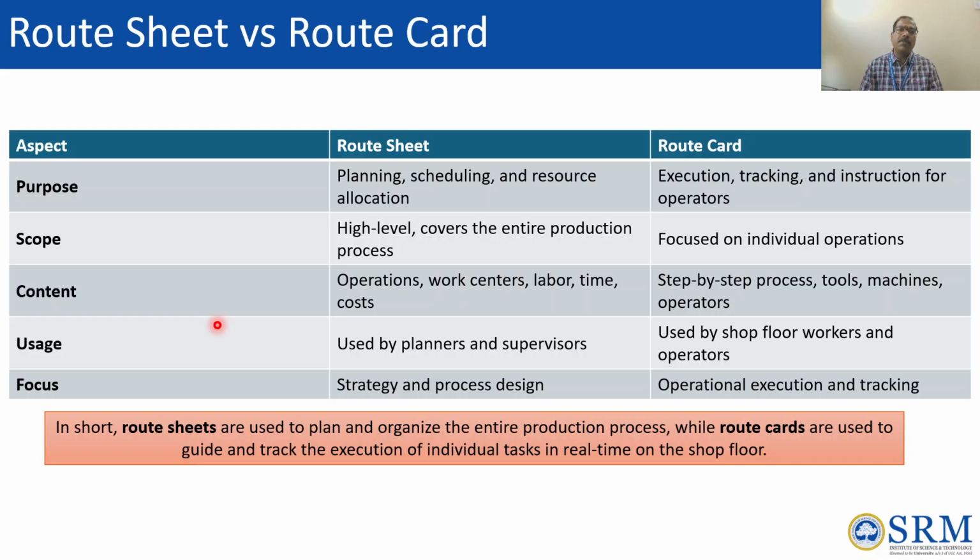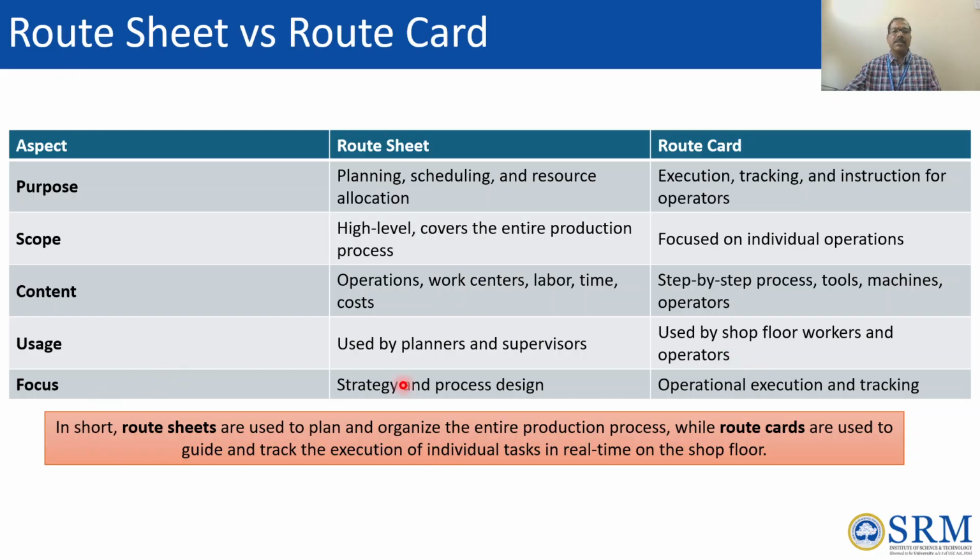For the scope, the route sheet is high level and covers the entire production process. But the route card is focused on individual operations alone. In terms of content, the route card gives operation, work center, labor, time, and cost. The route sheet gives the step-by-step process, tools, machines, and operators needed for the particular product or part. In usage, the route sheet is used by the planners and supervisors, but the route card, as I said, is used by the shop floor workers and operators.